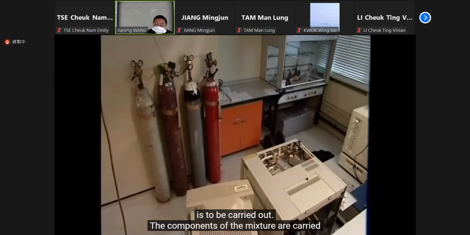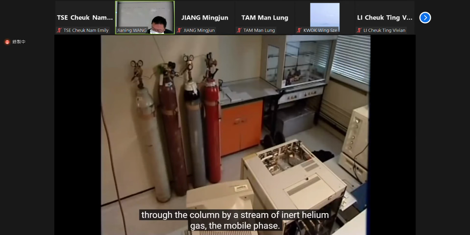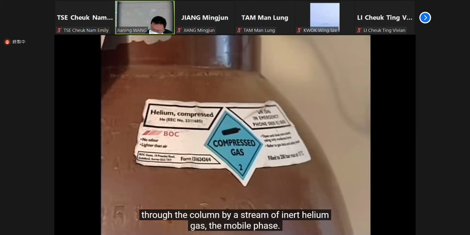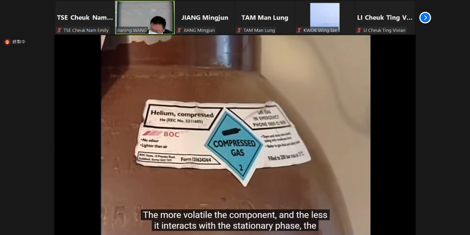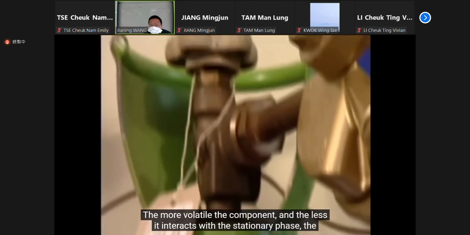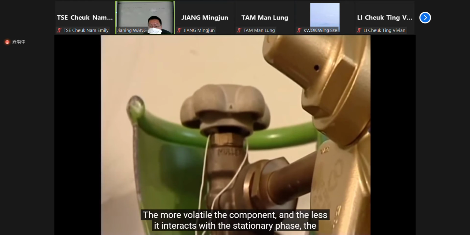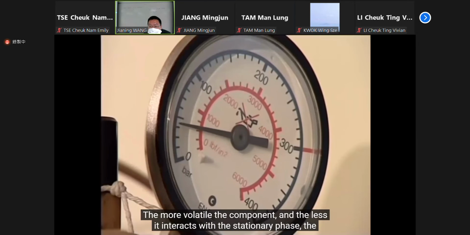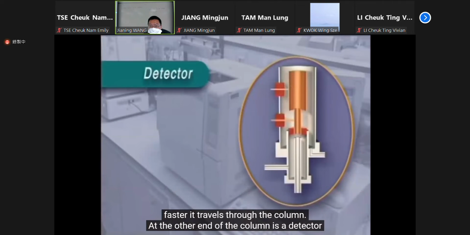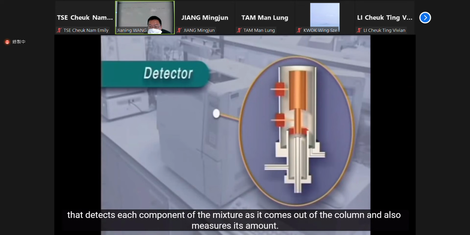The components of the mixture are carried through the column by a stream of inert helium gas, the mobile phase. The more volatile the component and the less it interacts with the stationary phase, the faster it travels through the column. At the other end of the column is a detector that detects each component of the mixture as it comes out of the column and also measures its amount.